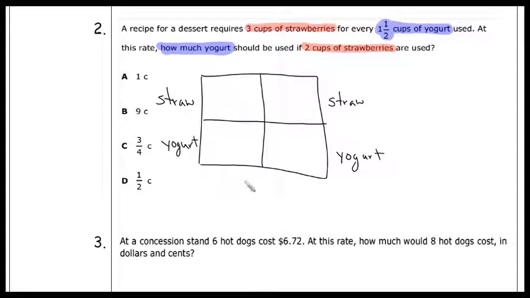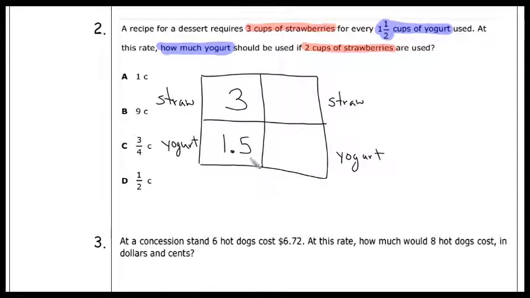Okay, so let's fill in the numbers inside the proportion box. 3 cups of strawberries. There's my 3 for strawberries, for every 1.5 cups of yogurt. 1 1/2 is the same thing as 1.5, and I know that you're more comfortable with decimals than with fractions. So go ahead and put it as a decimal if you want to, okay?